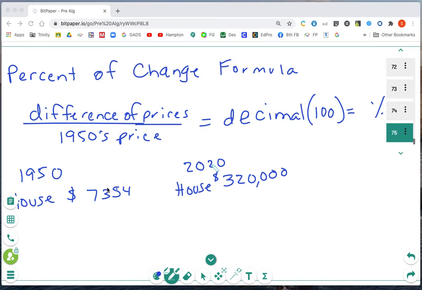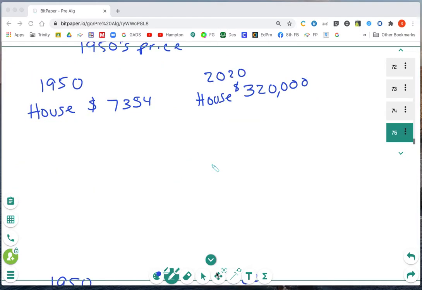We're going to do this with some prices from 1950 and compare them to prices from 2020. The first one we're going to look at is a house. To find the percent of change, we're going to take 320,000 minus 7,354. This is the price of a house in 2020, and this is the price of a house in 1950. We're going to do the subtraction, and then divide by 7,354.